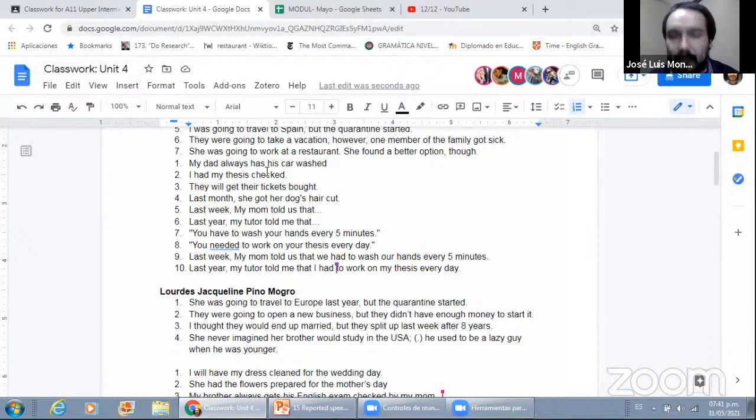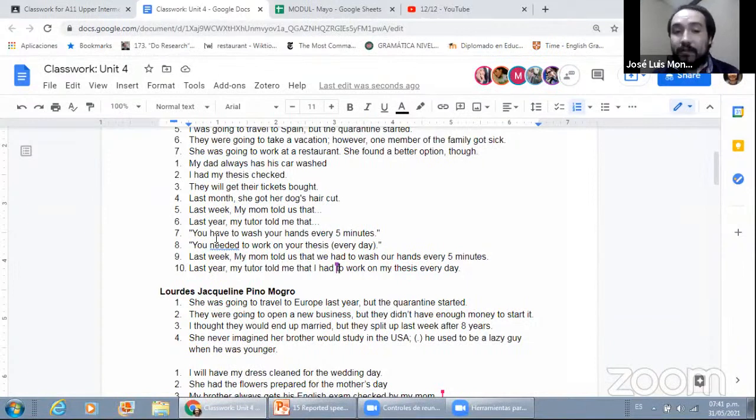I have some thoughts on the second sentence, but I will read the first. Last week, my mom told us that we had to wash our hands every 5 minutes. And the second one is, last year, my tutor told me that I have to work on my thesis every day. Okay, good. Now, again, here they are like correcting this idea, right? You needed to work on your thesis every day. It's correct. Perhaps they want to omit this idea of every day because it sounds like present, but actually it's correct over there, all right?